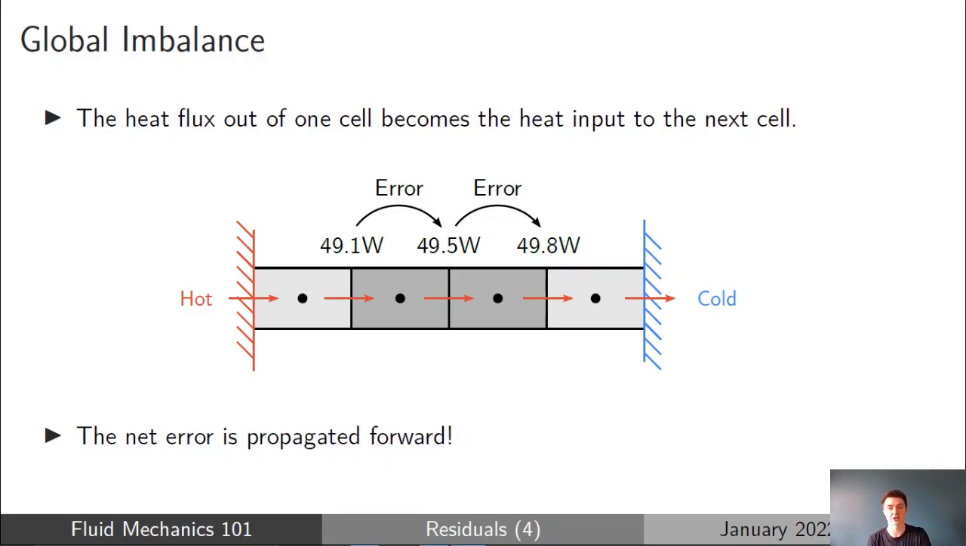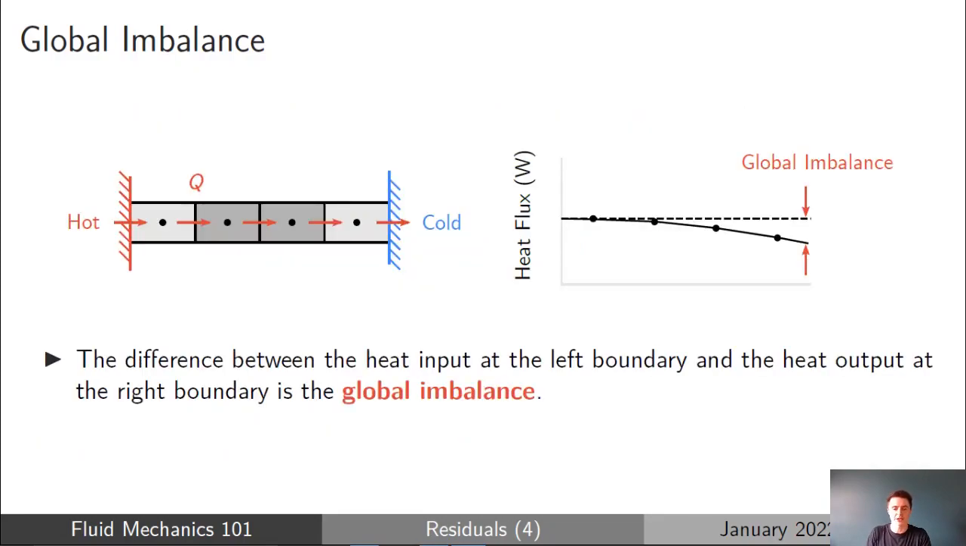cell in the mesh. Because that third cell has got 49.5 watts coming into it, not 49.1. And as a result, the heat flux out of the right face of the third cell is 49.8 watts. So you can see that locally, the second cell has an imbalance of 0.4 watts, and the third cell has an imbalance of 0.3 watts. But the net effect is now 0.7 watts because the error is accumulating as you're moving along the cells in the mesh. And this is the key idea for the global imbalance. Because faces are linked, it means the error can be propagated from one cell to the next.